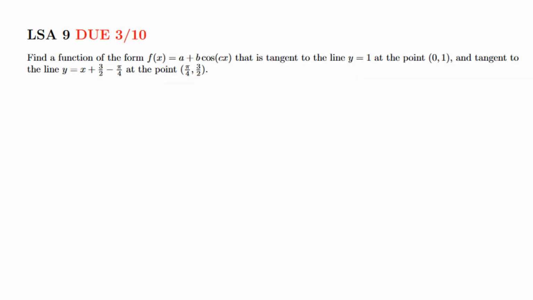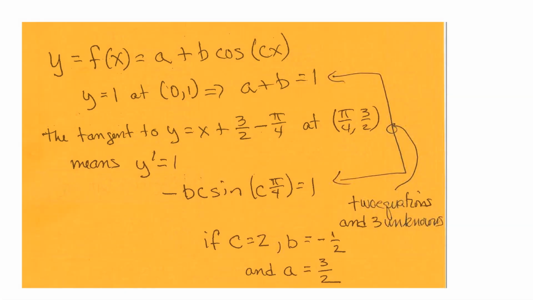This is LSI 9. You wanted to find a function of the form f of x equals a plus b cosine of c x that is tangent to the line y equals 1 at the point 0, 1, and tangent to the line y equals x plus 3/2 minus pi over 4 at the point pi over 4, 3/2. Well, at 0, 1, you just plug it in, y is 1, and the cosine of 0 is 1, so a plus b has to be 1.